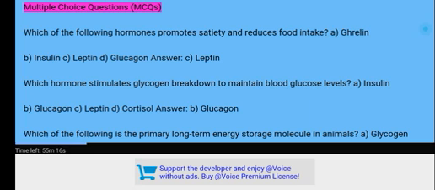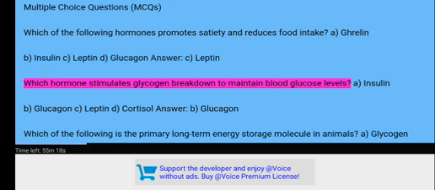Multiple choice questions, MCQs. Which of the following hormones promotes satiety and reduces food intake? A. Ghrelin. B. Insulin. C. Leptin. D. Glucagon. Answer: C. Leptin. Which hormone stimulates glycogen breakdown to maintain blood glucose levels?